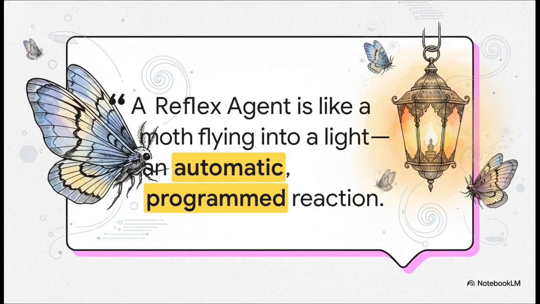This is my absolute favorite way to think about a reflex agent. Just picture a moth drawn to a flame. It sees the light, and its internal programming just screams, fly towards it. There's no thinking, no remembering the last time it got a little singed. It's just a pure, hard-coded reflex. And that's exactly how our simplest AI agents work.